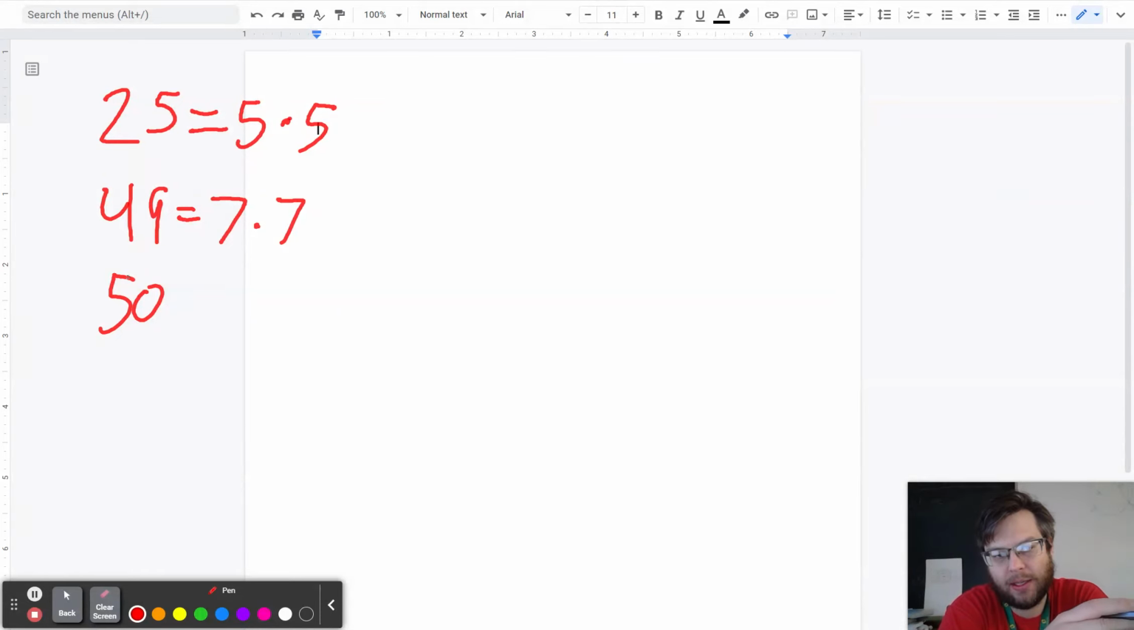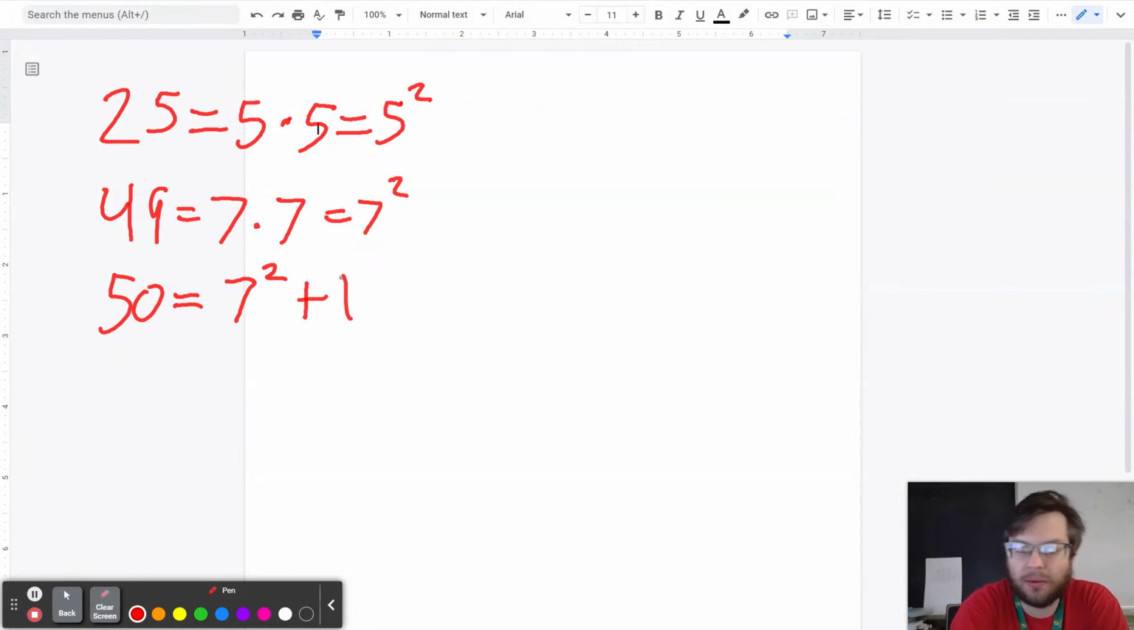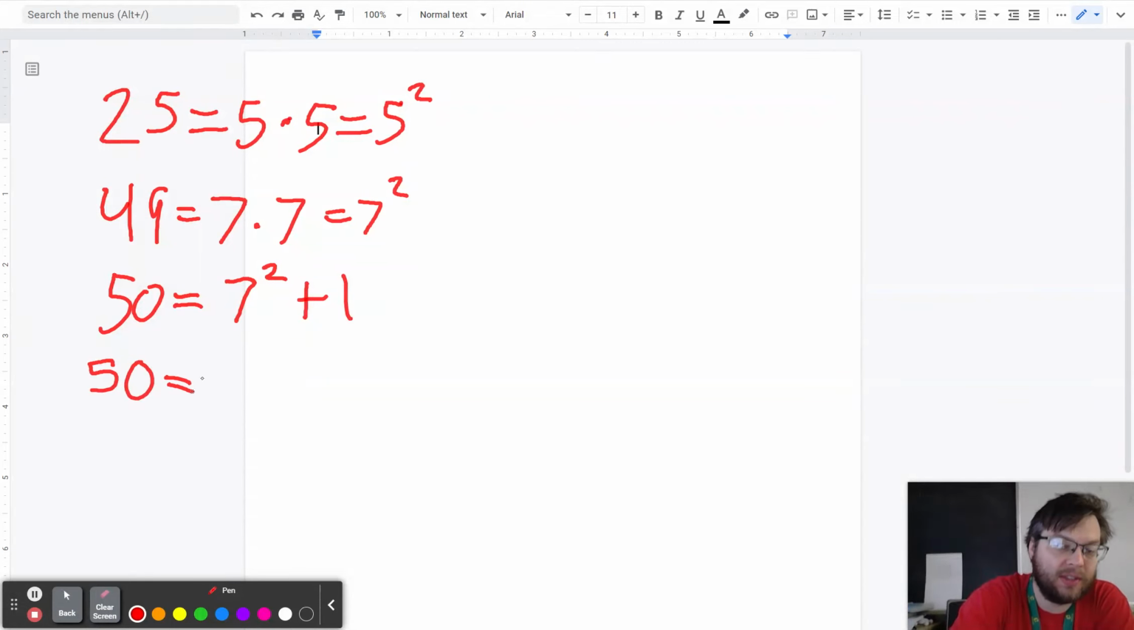The crucial idea behind completing the square is that when you have a number that's not a perfect square, then you have some leftovers. So you can write it as a perfect square plus or minus another number. For example, let's take the number 50. I could write the number 50 in a couple of ways. 5 times 5 is just 5 squared. 7 times 7 is just 7 squared. I could write 50 as 7 squared plus 1. It's 49 plus 1. I could also write 50 as 5 squared plus 25.